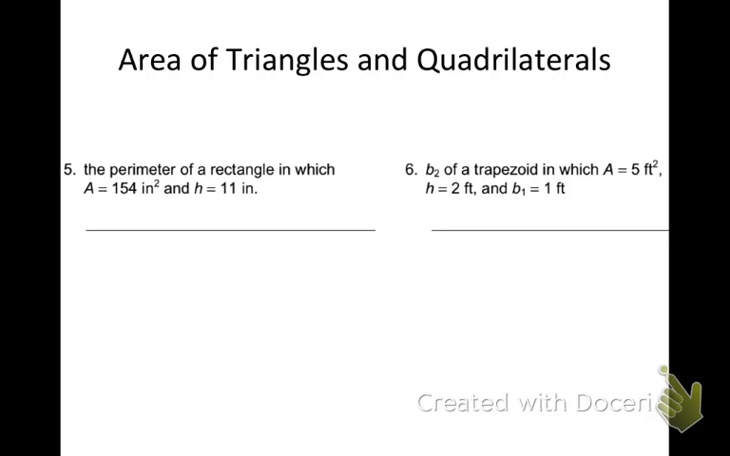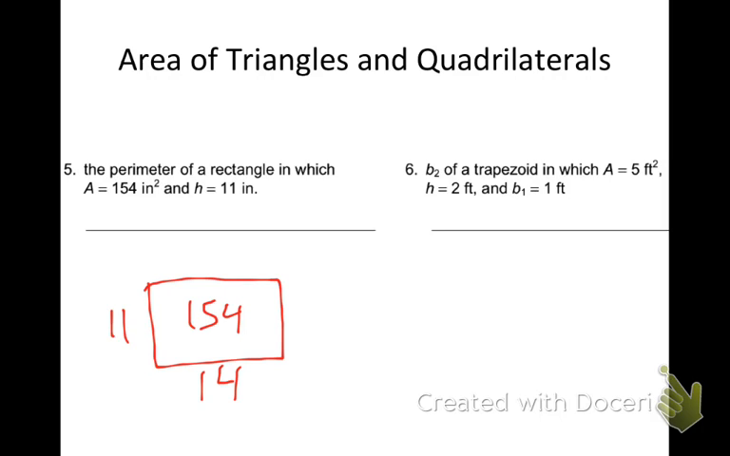All right, let's look at this. Number 5. The perimeter of a rectangle in which the area is 154 inches squared and the height is 11. So I have a rectangle. The height's 11. The area is 154. Well, first of all, I need to find my base, right? Or my length, or my whatever you want to call it here. What is my base or length here, Nick? 14. Nice job. How did you get that? You divided, right? 154 divided by 11.